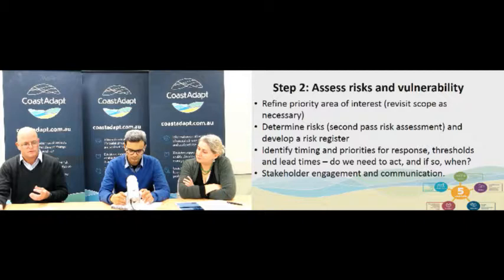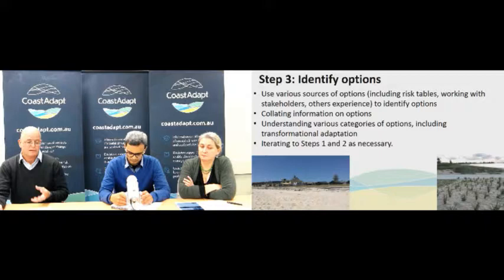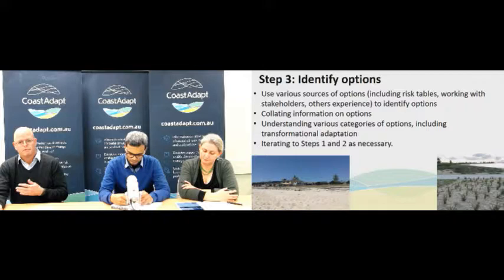Step three is when we start to think about what we're going to do about these risks. And we need to identify the options that are available to us. Now you can use a number of different ways of sourcing adaptation options. Some of these will fall directly out from your risk tables that you've identified. You can almost visualize what you need to do to get over a certain challenge.